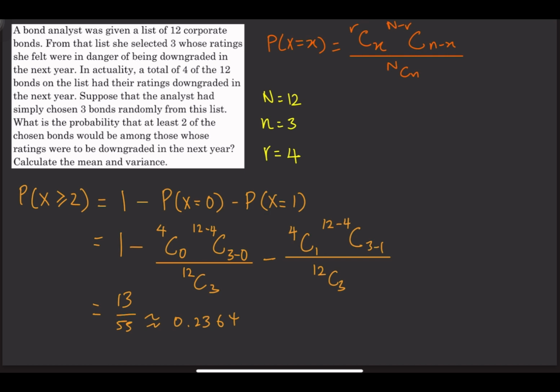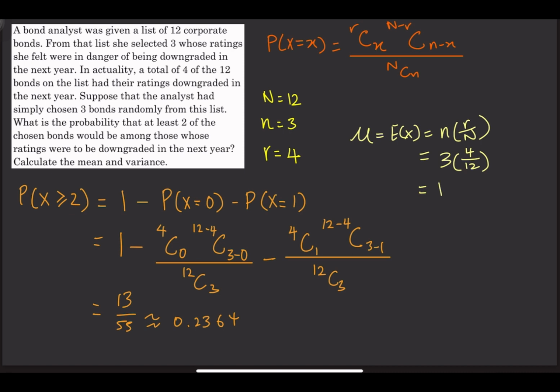And then we calculate the mean and the variance, right? So our mu, or our expected value of x, remember, is n R divided by N. So it's equal to 3 multiplied by 4 divided by 12, and you will get 1.